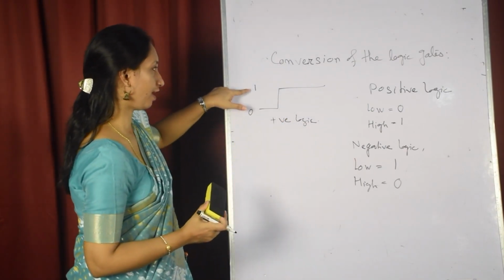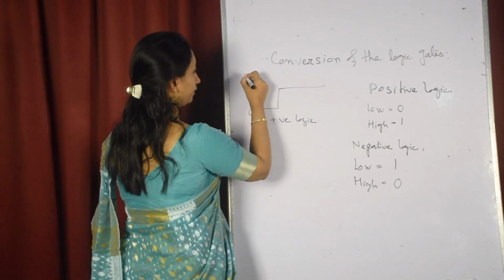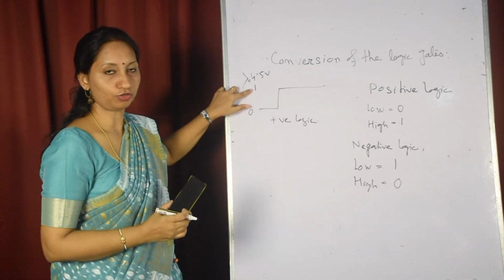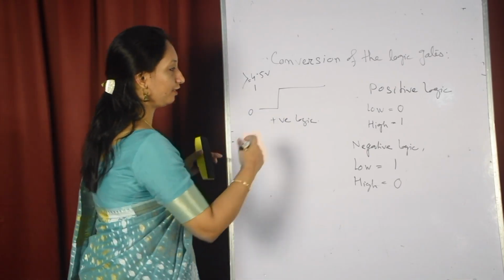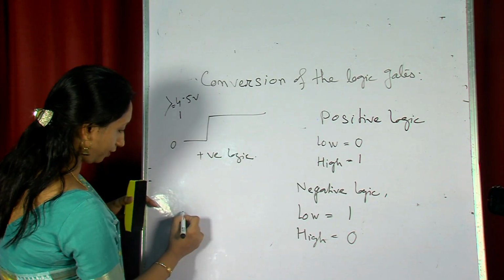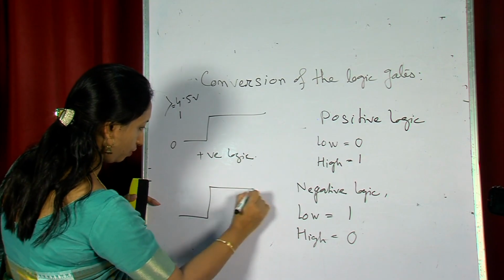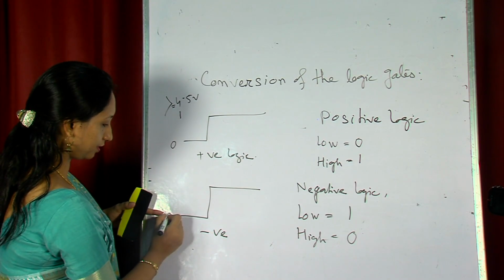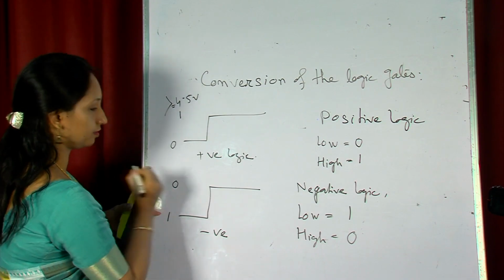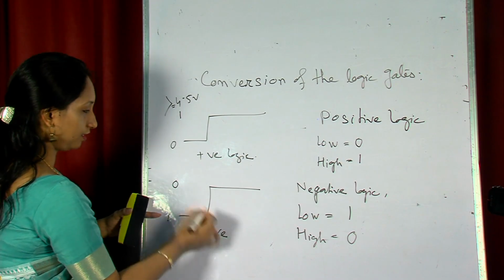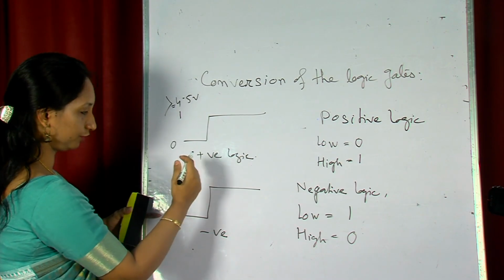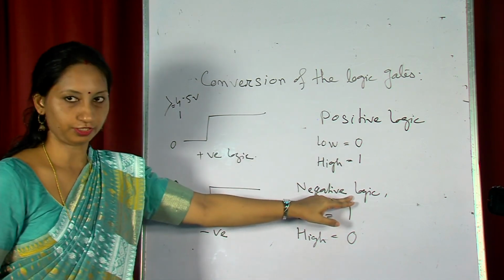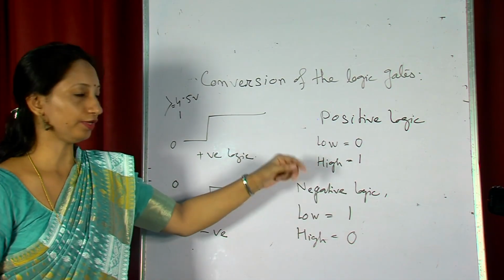So a high voltage, greater than or equal to 4.5 volts, we consider as a logic high, that is logic 1. So it is positive logic, and in case of negative logic, the high is represented as low. Here the low is represented as 1 and high is represented as 0. So 0 means the high voltage and 1 means the low voltage. This is the difference between positive logic and negative logic. The representation of high and low is different.